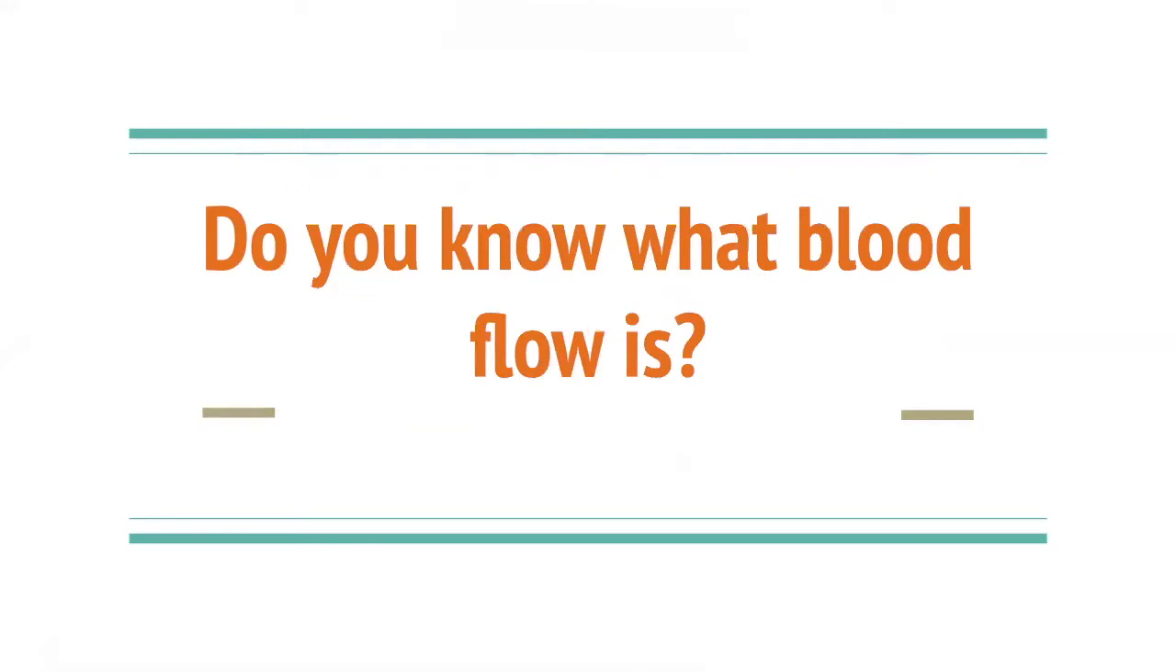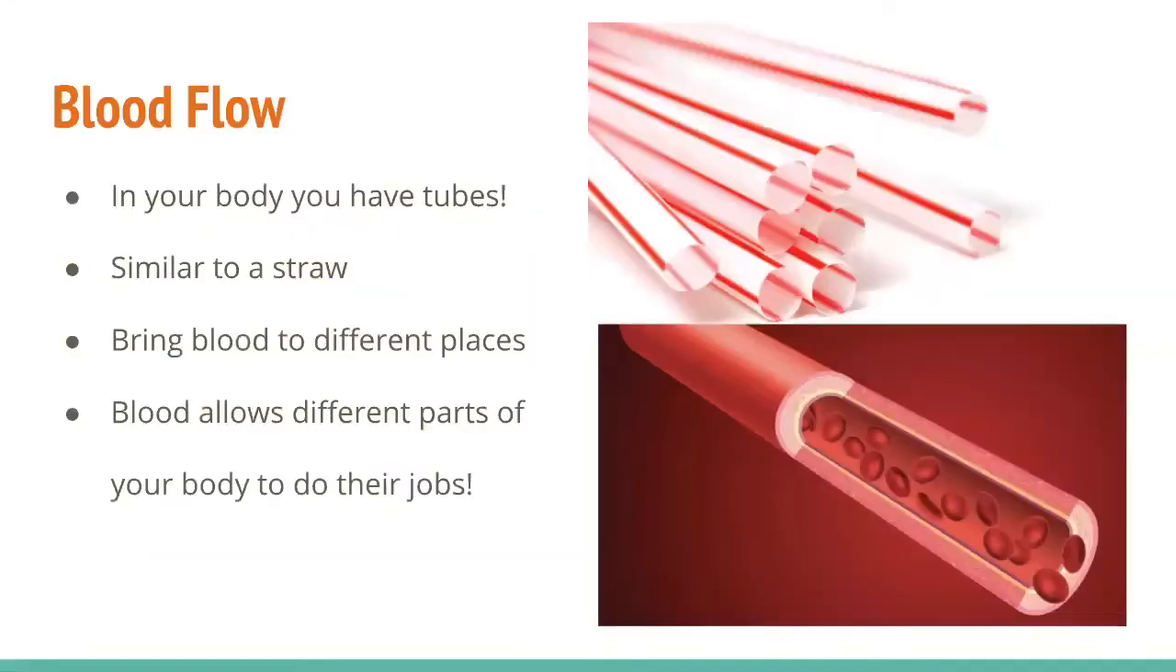So I want you guys to take a minute here and just think about what blood flow is. What does the blood do in your body? Okay, so blood flow is how our body gets nutrients and oxygen to our cells. Blood flows in tiny tubes in our bodies called arteries. They're very similar to a straw, and they help transport blood from one part of your body to another. It brings this blood to different places like your brain, your feet, and your hands, and it allows the different parts of your body to do their job.